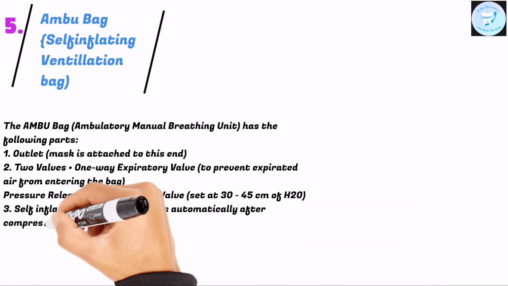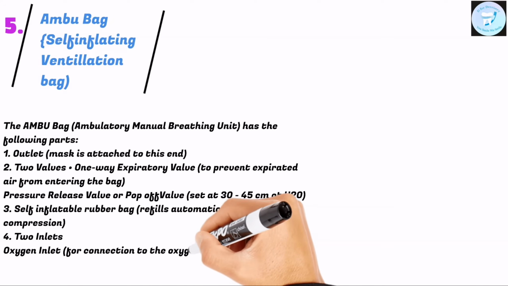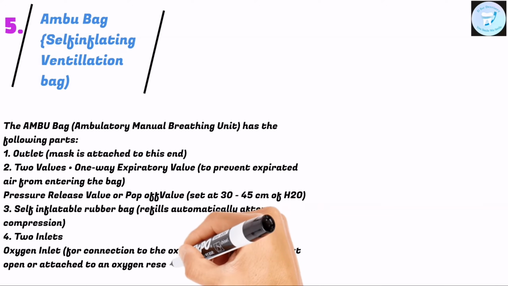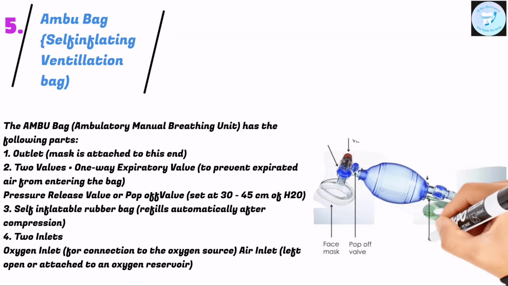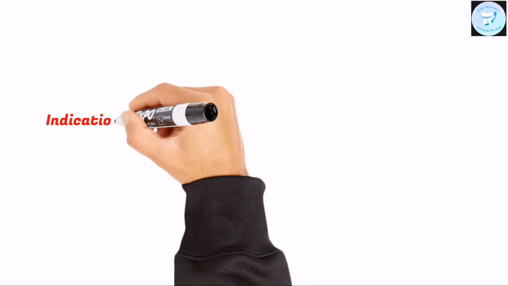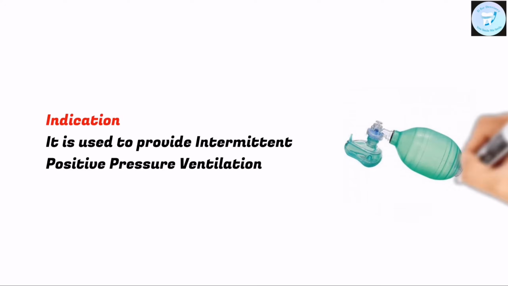Third, self-inflatable rubber bag refills automatically after the compression. Fourth, two inlets. First, oxygen inlet for connection to the oxygen source. Second, air inlet, left open or attached to an oxygen reservoir. Indication: it is used to provide intermittent positive pressure ventilation.